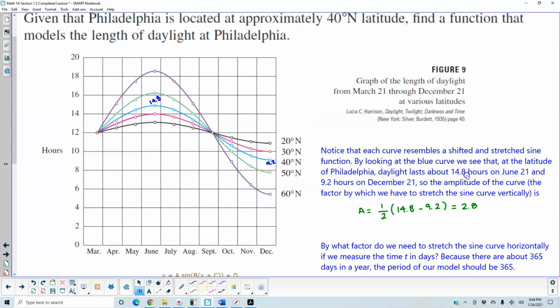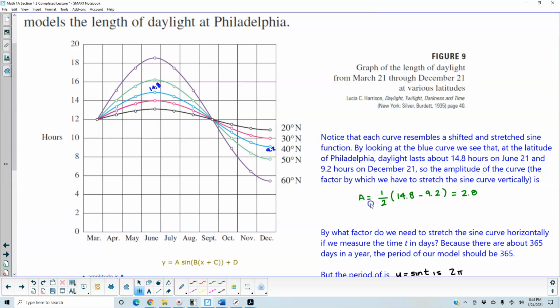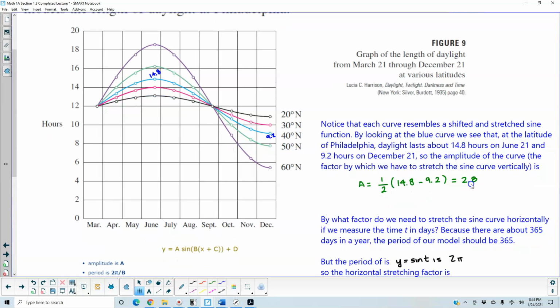So the amplitude of the curve, which is the factor by which we have to stretch the sine curve vertically, is the following. A is going to equal half of 14.8 minus 9.2, which gives us an amount of 2.8. So that represents the amplitude.